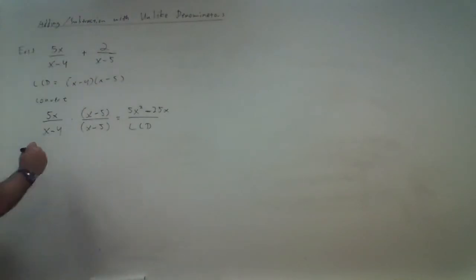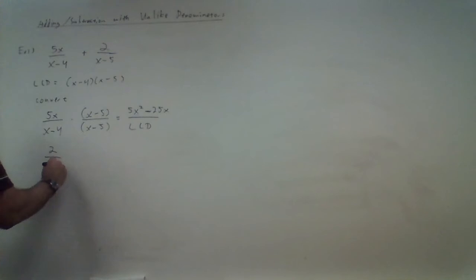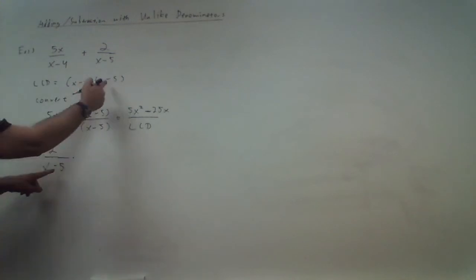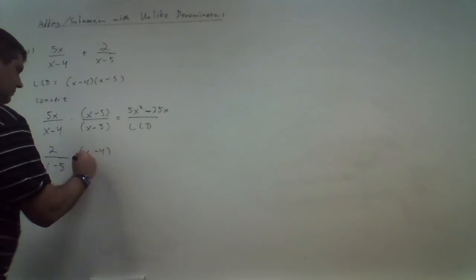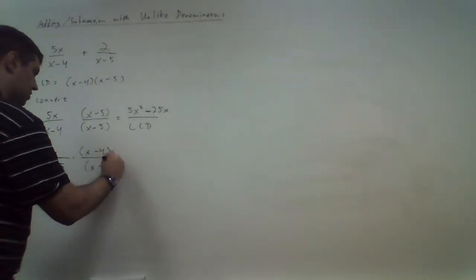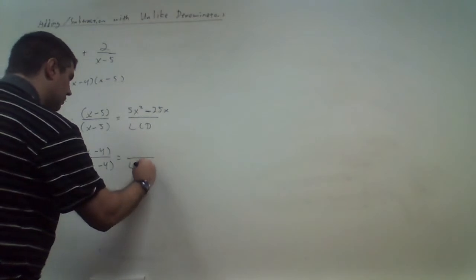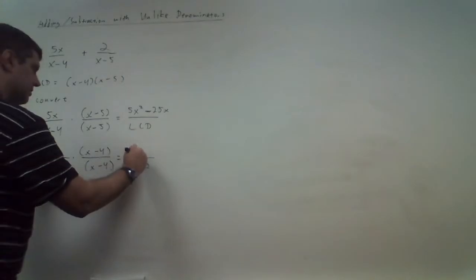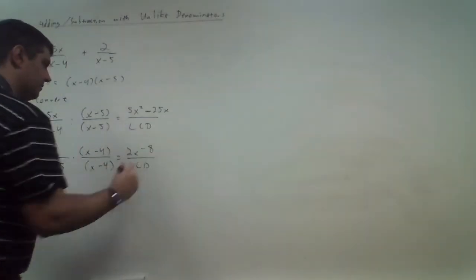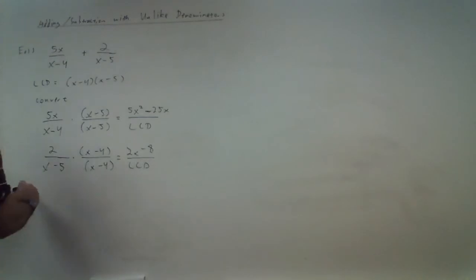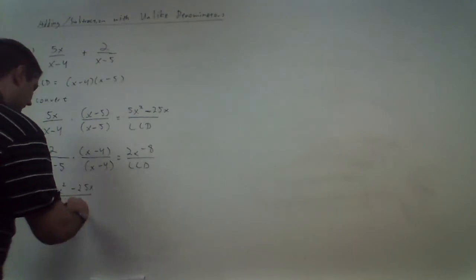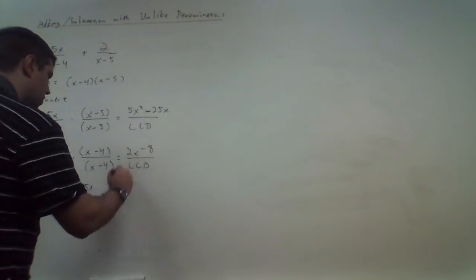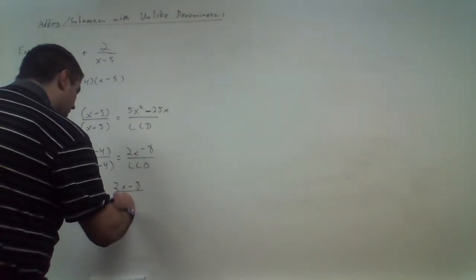Next, I'm going to convert the 2 over x minus 5. This one has x minus 5, it needs x minus 4. So, over LCD, and 2 times x is 2x, and 2 times negative 4 is negative 8. So what I have is 5x squared minus 25x over the LCD plus 2x minus 8 over the LCD.